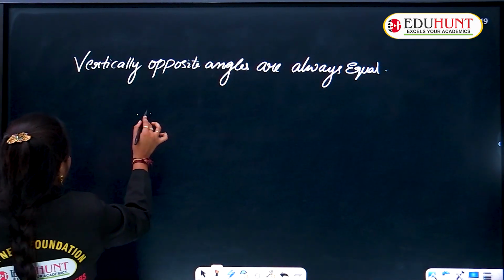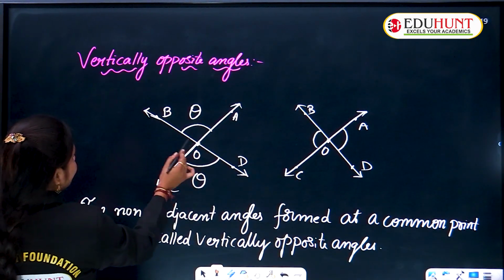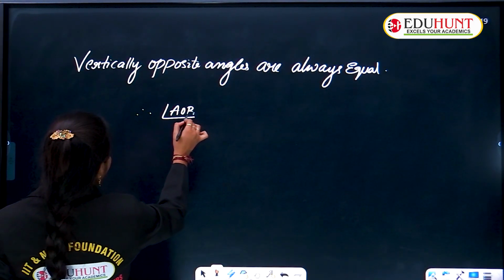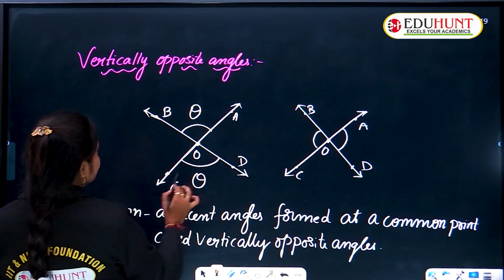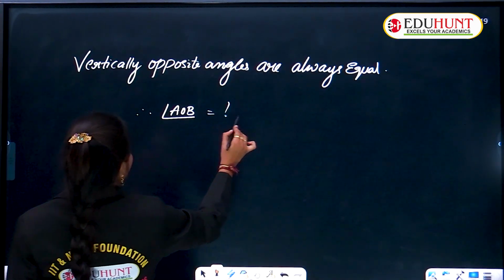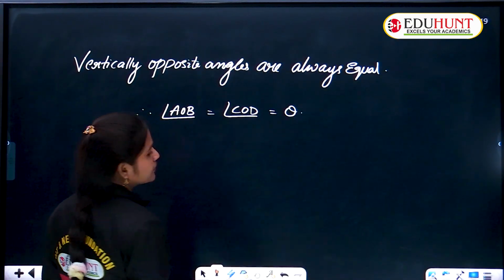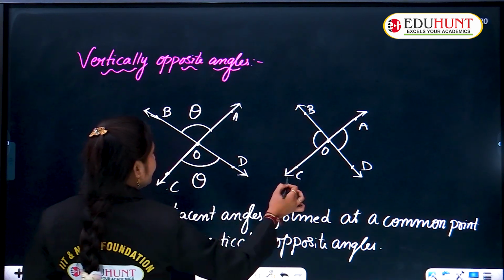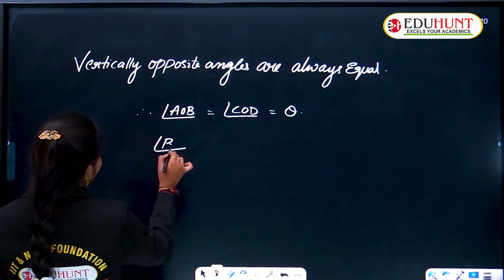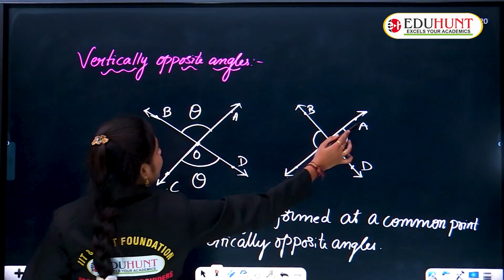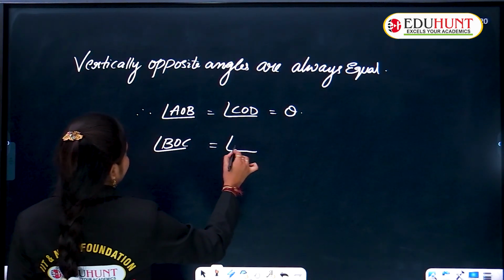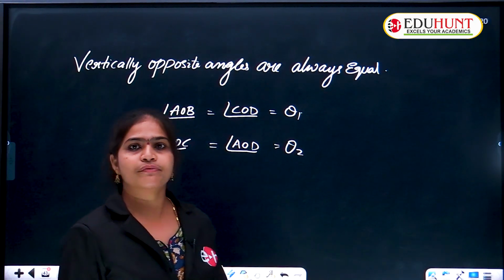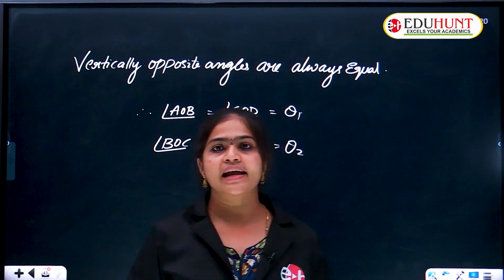Okay, from this what can we write here? Vertically opposite angles: angle BOA or angle AOB is equal to angle COD. Angle COD is equal to theta. Those two angles are equal. And in the same way, angle BOC is equal to angle AOD. For example, this is theta 1, this is theta 2. Okay, from this we can say vertically opposite angles are equal.